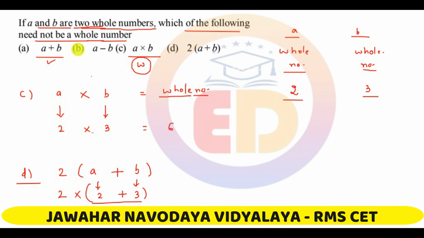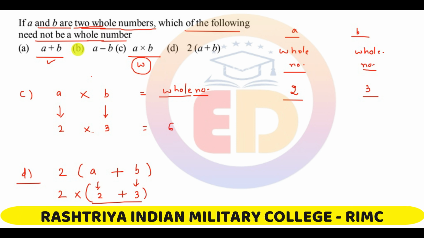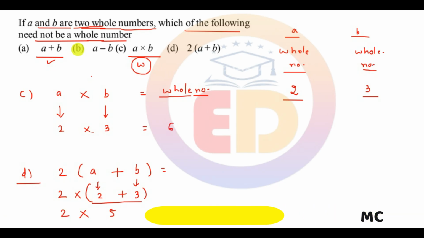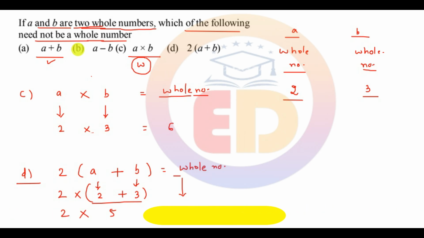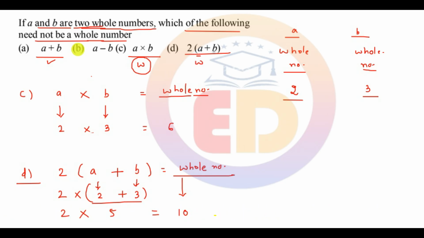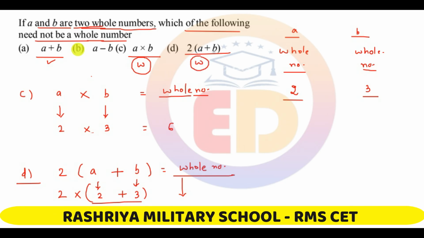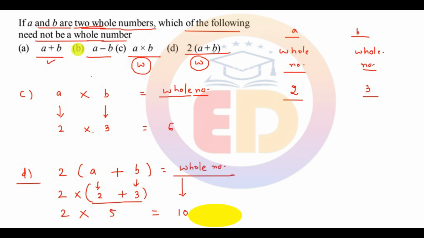It will become 2 multiplied by 5, which will give me 10. So 2 bracket A plus B is 10, which is also a whole number. So friends, option number D is also giving me a whole number. Which option is not giving me a whole number? A minus B, option number B. That is my answer. I hope this will be clear to everybody.